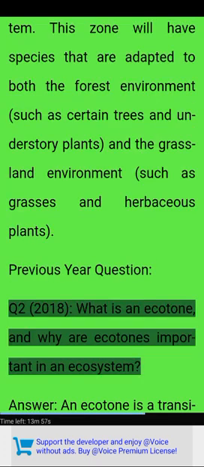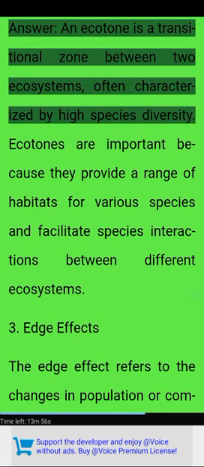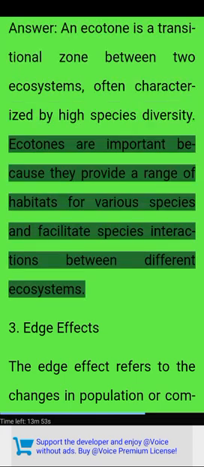Previous year question. Q2 2018. What is an ecotone, and why are ecotones important in an ecosystem? Answer. An ecotone is a transitional zone between two ecosystems, often characterized by high species diversity. Ecotones are important because they provide a range of habitats for various species and facilitate species interactions between different ecosystems.